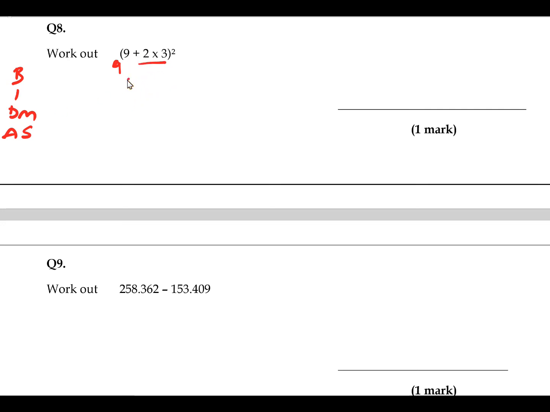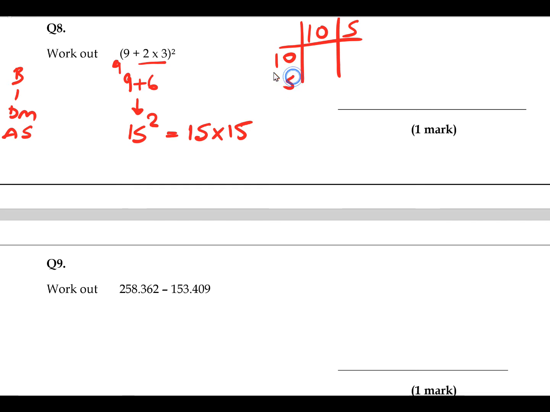So inside the bracket, we have 9 plus 6, which gives us 15. Now we can open the bracket and square 15. So we need to know what 15 squared means, which is 15 times 15. If you can't do it off the top of your head, just use your box method to make the calculation easier for yourself.